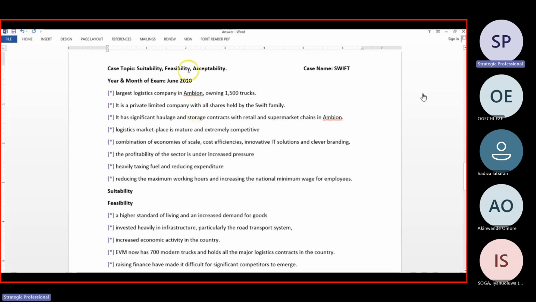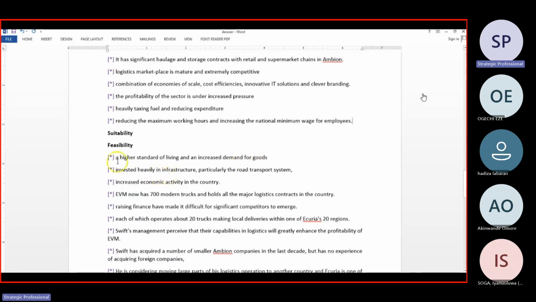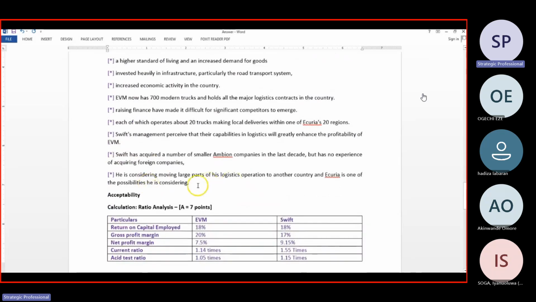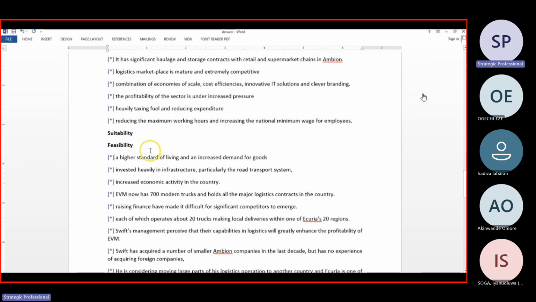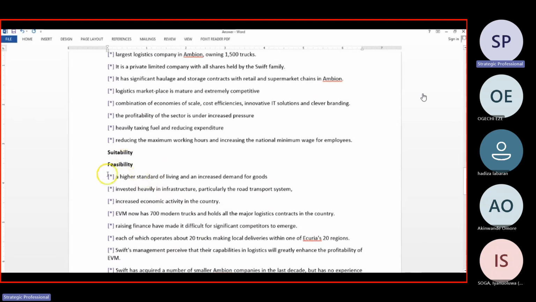Okay, so these points are the general information concerning the SWIFT company, and these points are about the EVM company. So we have a rough idea of how to structure now. We'll start from this point. There seems to be a higher standard of living and an increased demand for goods, so that would actually lead to more sales.